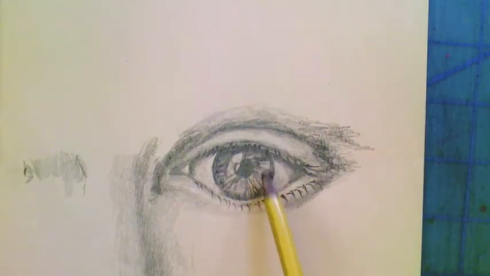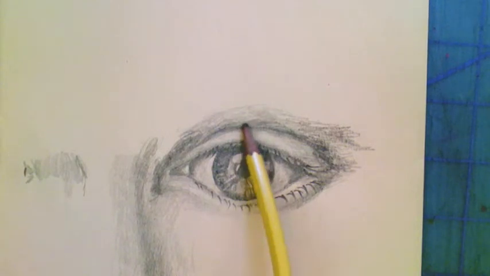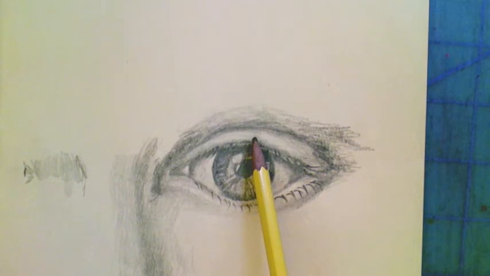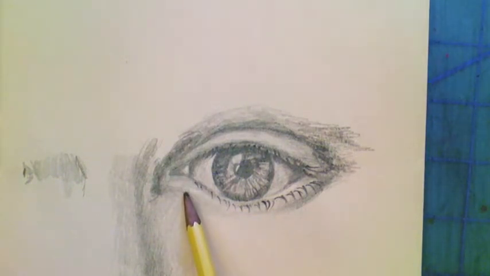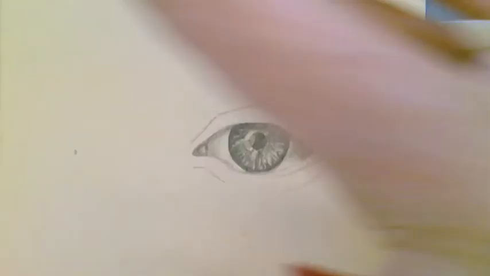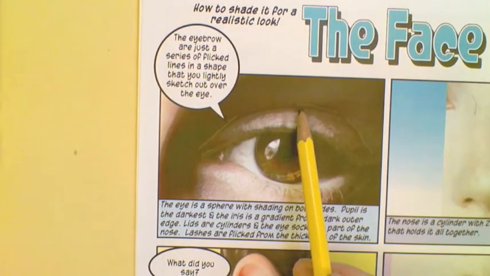The upper lid and the lower lid are both cylinders. They're like large tubes. So where it goes in, it gets dark. Where the cylinder comes out, it gets lighter. And where it goes back in toward the eye, it gets darker again. So same thing here. Look, it's a little darker where it goes in. Where it gets a little puffy, it gets lighter. And where it goes in, it gets darker again. And you can see this on the original. Look, darker here, it gets lighter, and then it gets darker again.